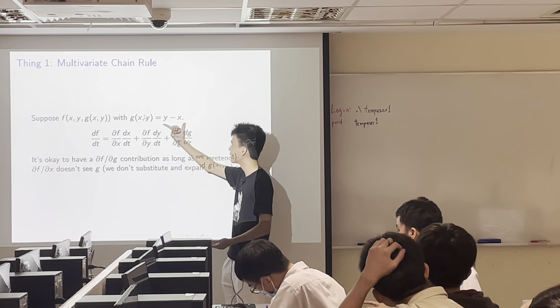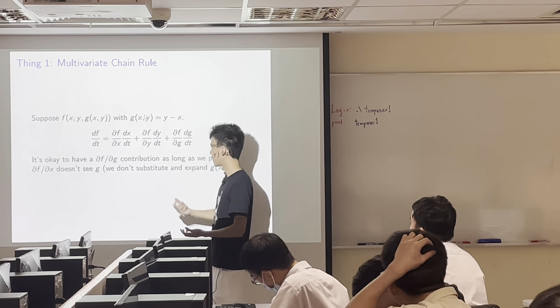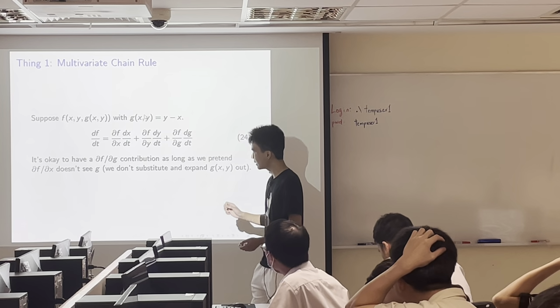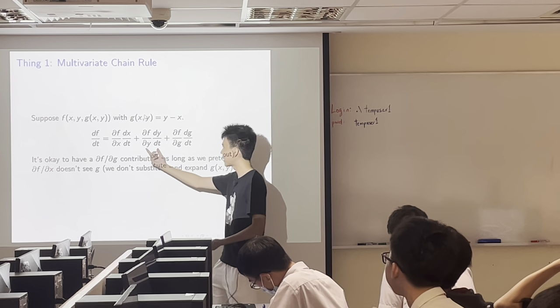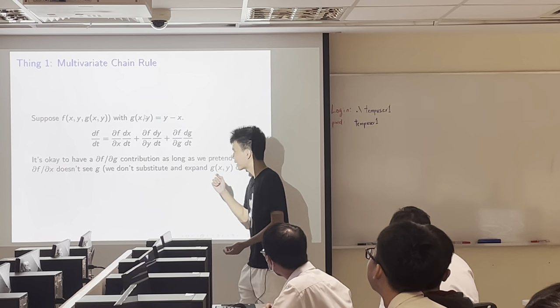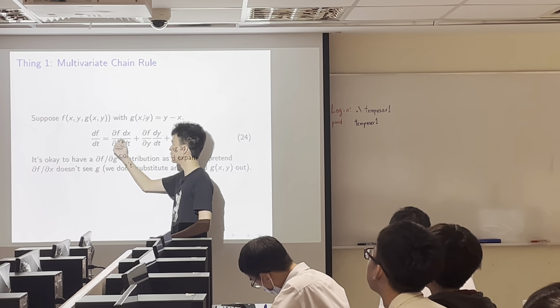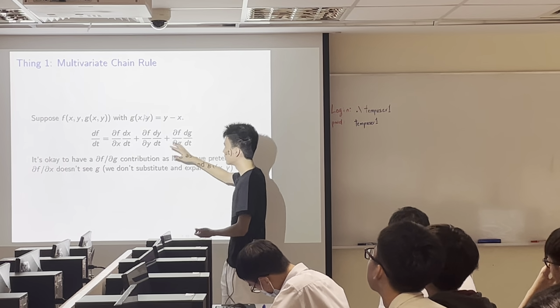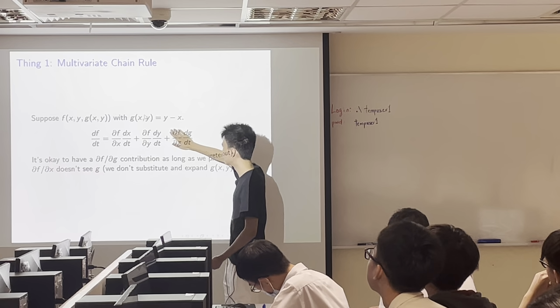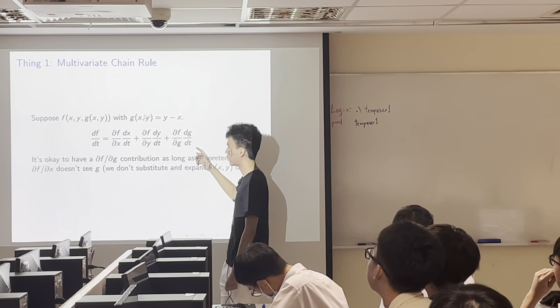You treat y minus x like a symbol in itself, like a symbol g. And the important point over here is that when we take the partial y and partial x of f, you cannot expand out the g first. If you expanded out a g, then there'll be no g dependence anymore, so this term will be zero, and then you take this. But if you don't expand out the g, then this is the multivariate chain rule.